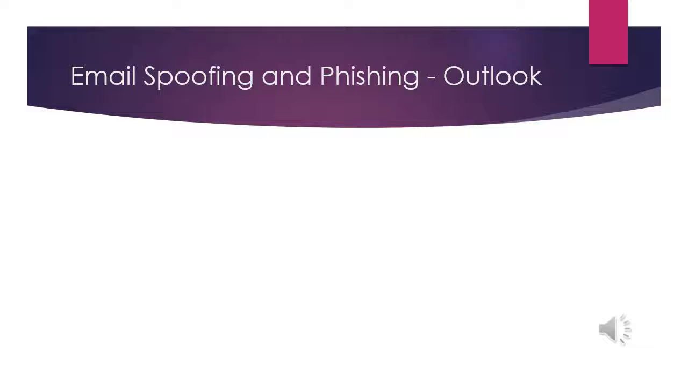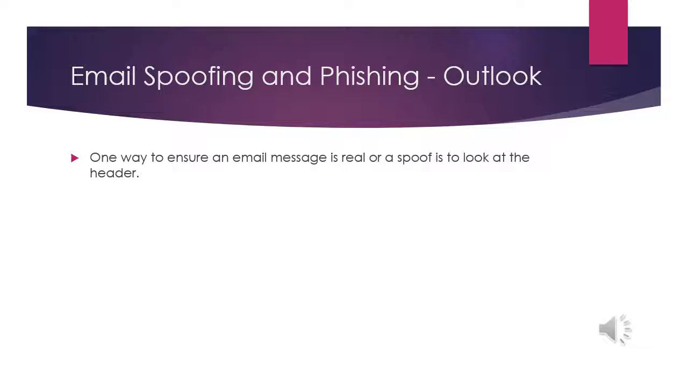Okay, the final process here is about email spoofing and phishing. One way to ensure an email message is real or spoof is to look at the header. And you can do this with Outlook. You don't need any special forensics software.